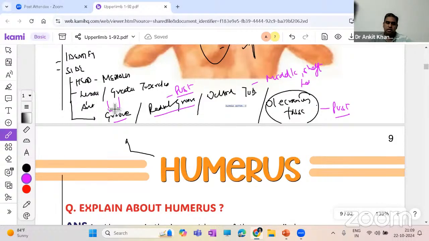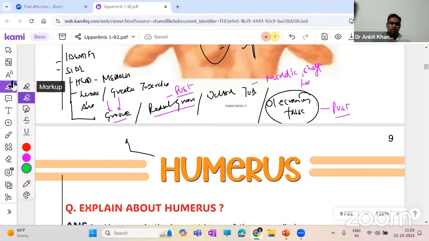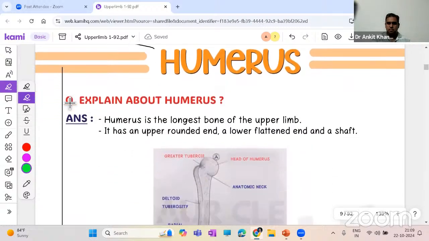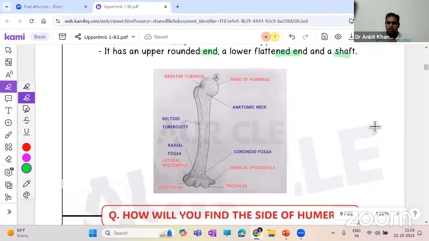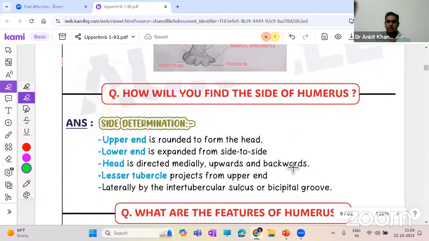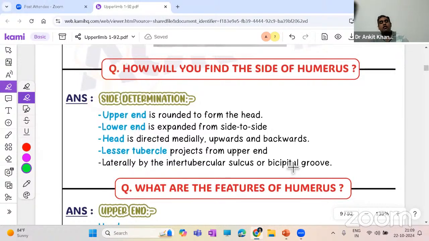And let's see now what is there in the notes for you for better understanding. Obviously, it is the longest bone in the upper limb. It has an upper rounded end, a lower flattened end, and a shaft. Typical long bone. Okay, a few simple labelings over here. How are you going to find the side of humerus? I like these notes so much, because they give you a very clear mindset of what topic you are actually reading about.